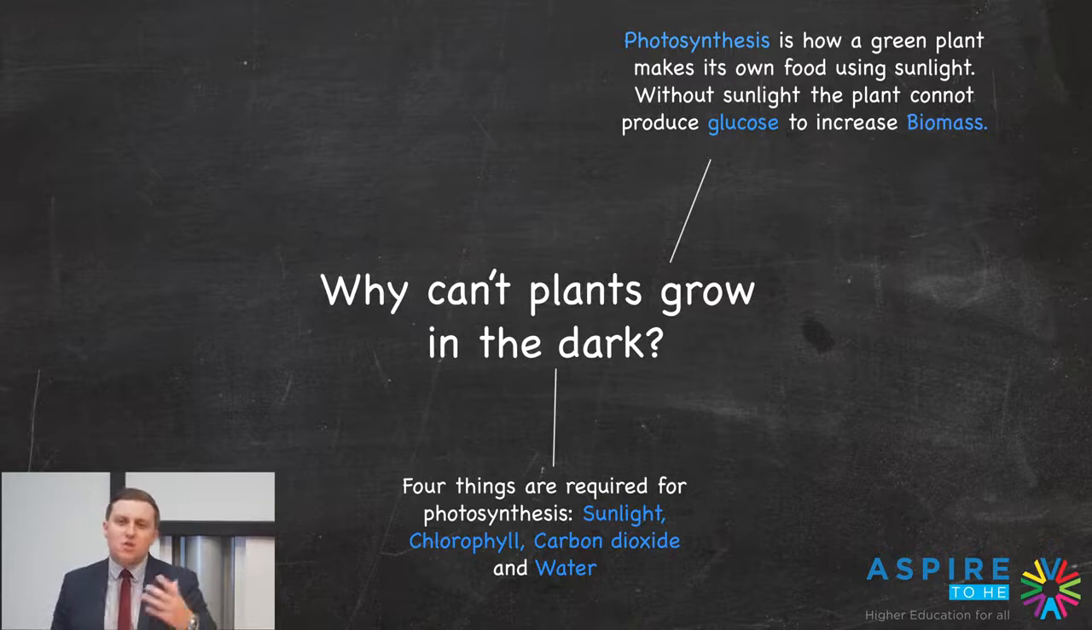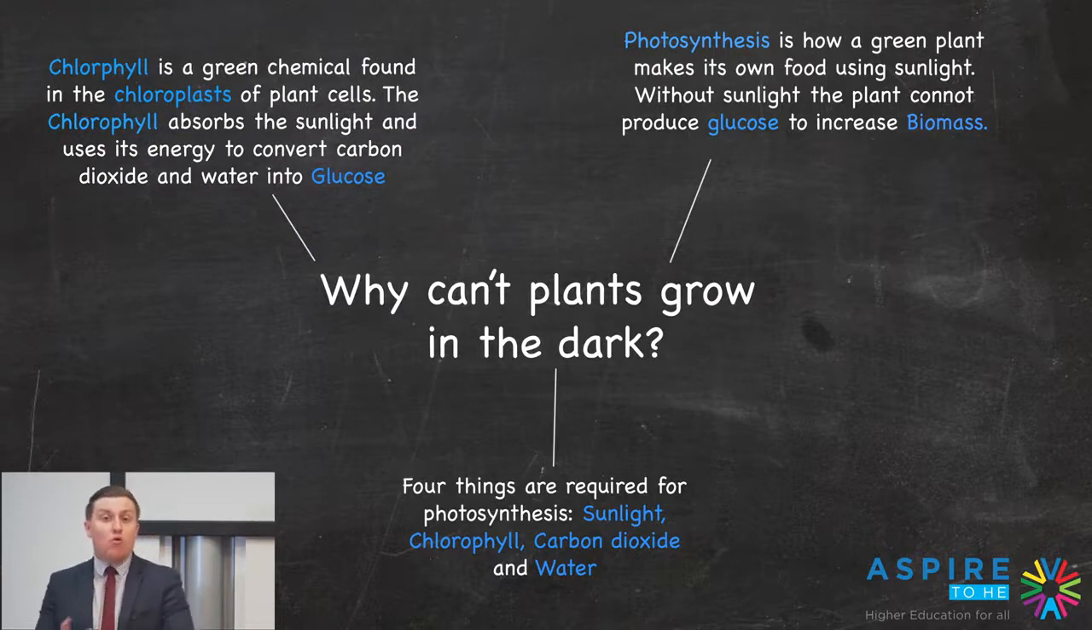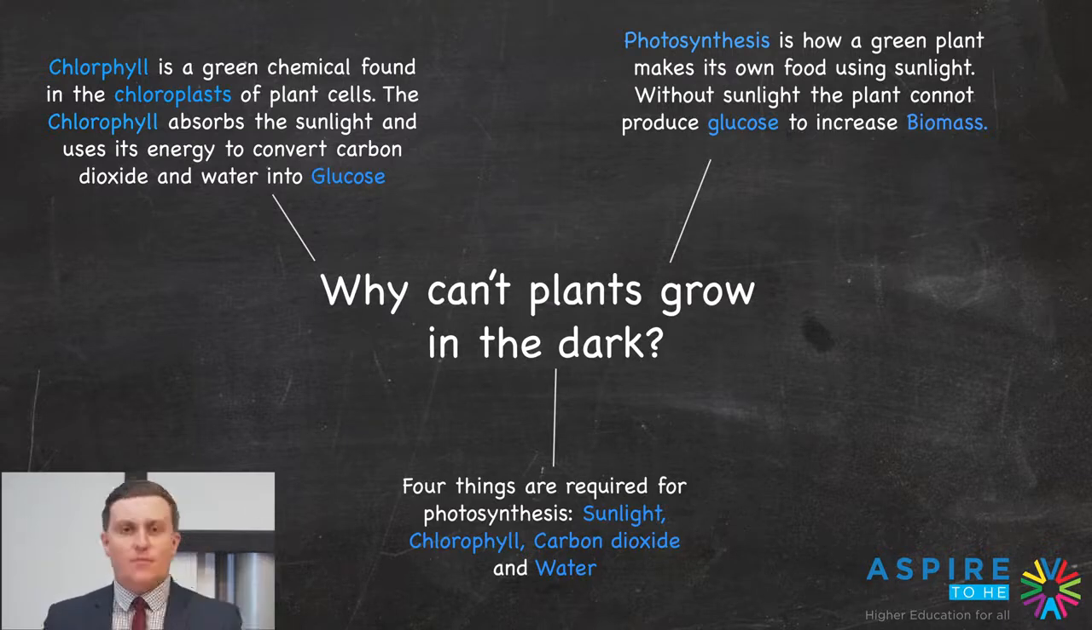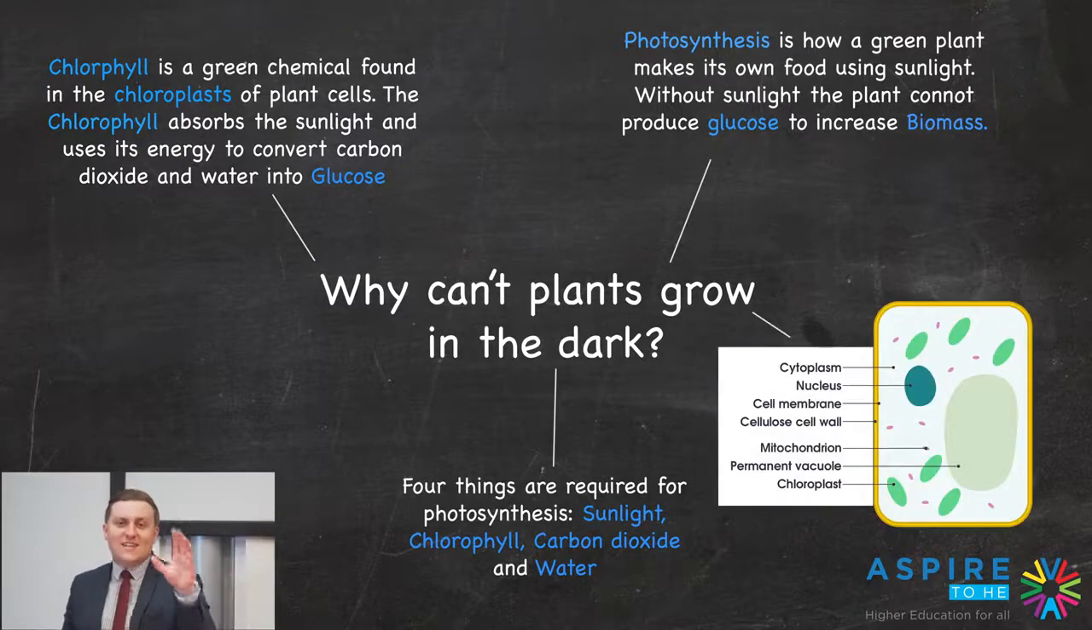What I can do now is start building on these explanations to add an extra level of detail. Chlorophyll is a green chemical found in the chloroplasts of plant cells. The chlorophyll absorbs the sunlight and uses its energy to convert carbon dioxide and water into glucose. I may also start to explain how plant cells have special features which enable photosynthesis to take place. You can see here that I've added a diagram of a plant cell as part of my explanation.